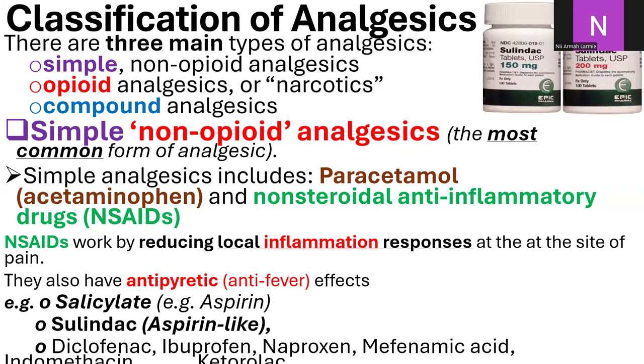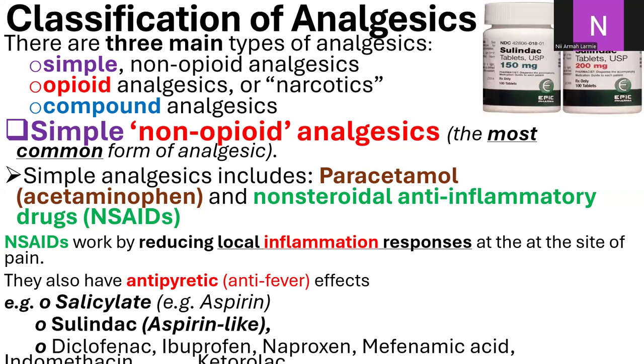So examples of these NSAIDs include salicylic acid or salicylate, aspirin, sulindac, aspirin-like drugs, diclofenac, ibuprofen, naproxen, mefenamic acid, indomethacin, etc., etc.